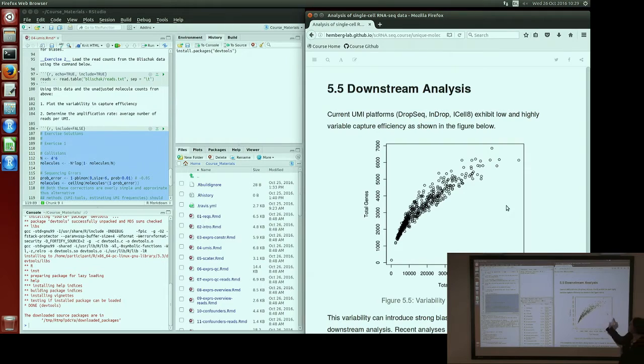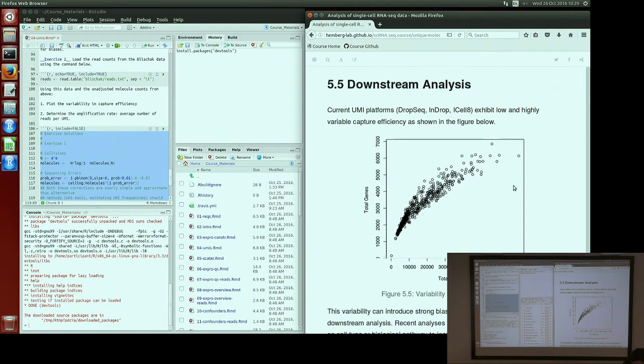But I should point out this is just a feature of the 3 methods that are most commonly used for UMIs at the moment. In the future, hopefully this will change, and we'll have a nice sort of cluster of all the cells having roughly the same number of molecules and the same number of genes detected. But this is the current state of the field.